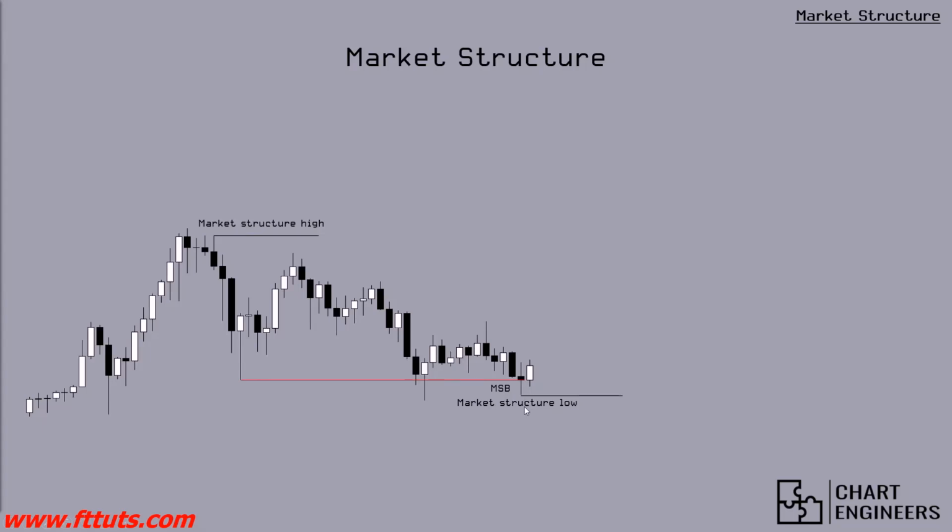And then to find our new market structure high is simply going to be the high that created that low. So if we go left, it's going to be this candle here, as this wick is higher than the one on the left and the right. So this is our new market structure high. And then again, we're still in this downtrend.